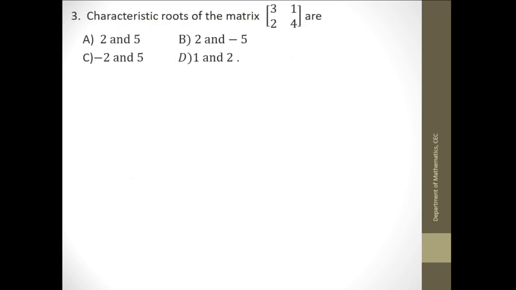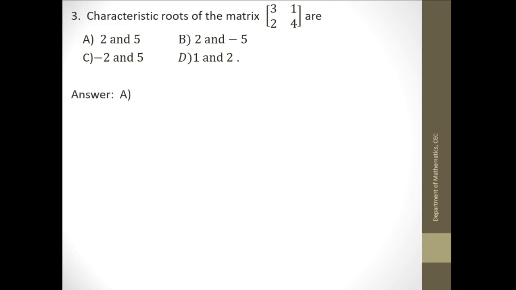Next question. To find the characteristic roots, one simple technique is first to observe the sum of the principal diagonal elements. Here 3 and 4. Their sum is 7. And check the answer. Sum of the roots: 2 plus 5 is 7. And 2 minus 5 is minus 3. Minus 2 plus 5 is 3. 1 plus 2 is 3. But only one answer has the sum of the roots 7. Therefore, A is the answer.